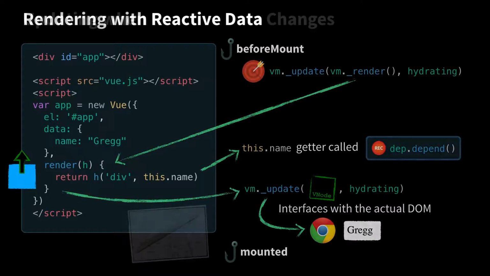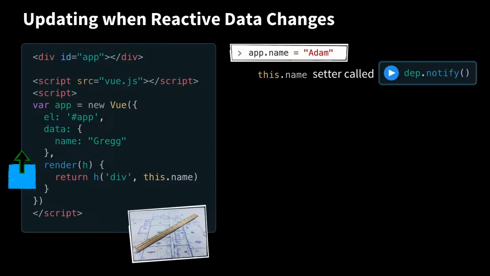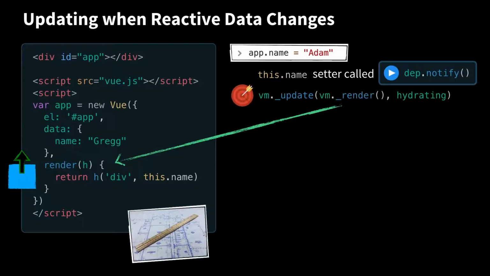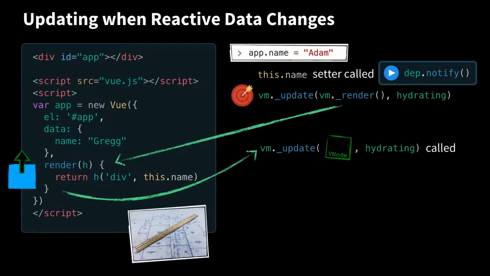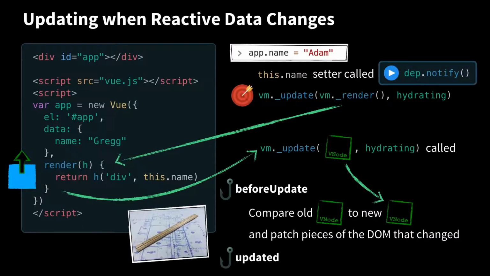Now we're mounted. But what happens when reactive data changes? For example, if we go in our console and we change the value of name to Adam. This will call our reactive setter, and it will call dep notify, which again runs our target. The render function gets called. This returns a new vnode. We then call before update, and Vue compares the old vnode to the new vnode, finds the differences, and patches the pieces of the DOM that have changed. Once this is done, we get updated. This updates our browser, and then it calls the updated lifecycle method.